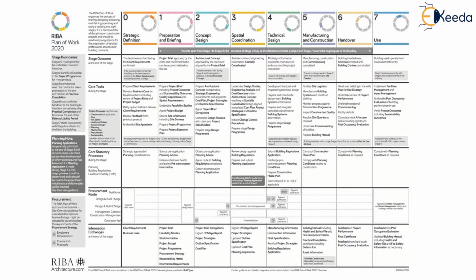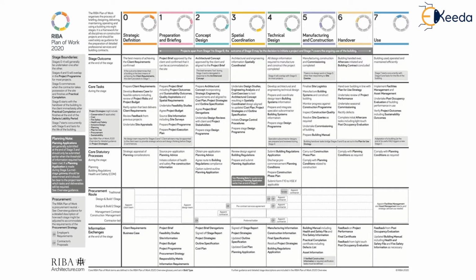The spatial coordination involves proper energy analysis, architectural design studies, change control procedures, etc. While the fourth stage, the technical design stage, will involve detailed building system development, that is structural calculations, MEP designs, etc.